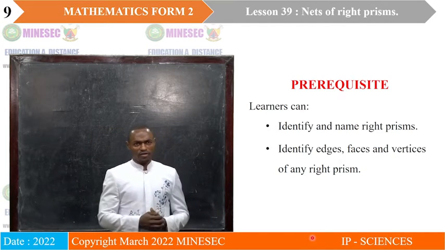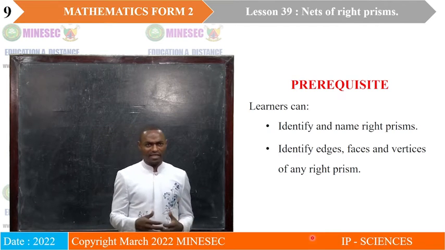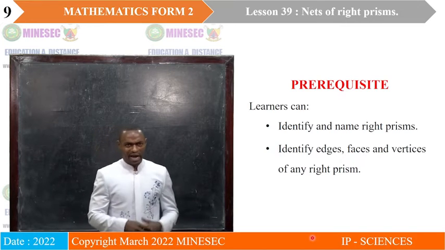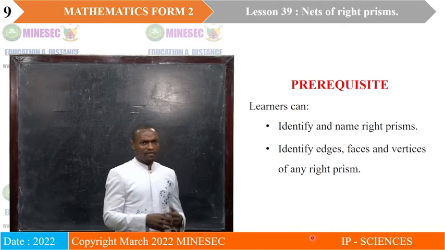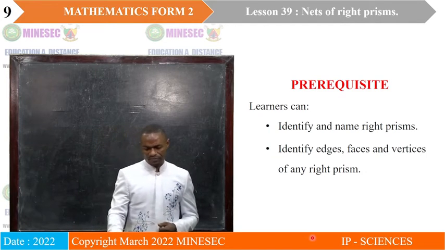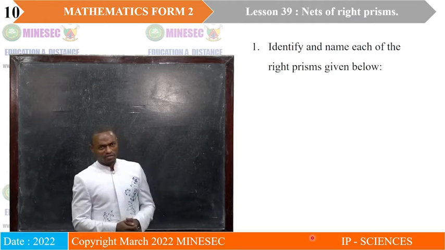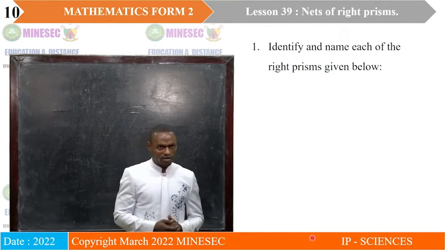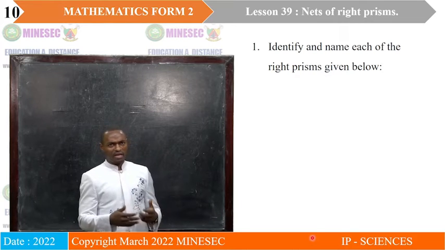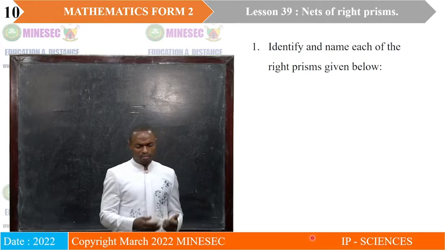As a prerequisite, learners can already identify and name right prisms. Learners can also identify edges, faces, and vertices of any right prism. Here is an exercise to test our prerequisite. Identify and name each of the right prisms given below.